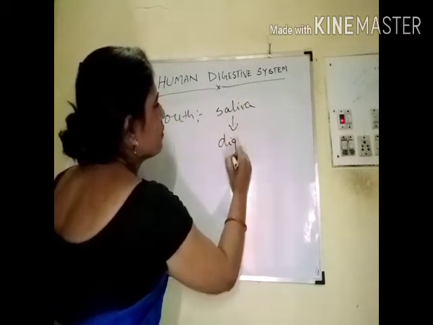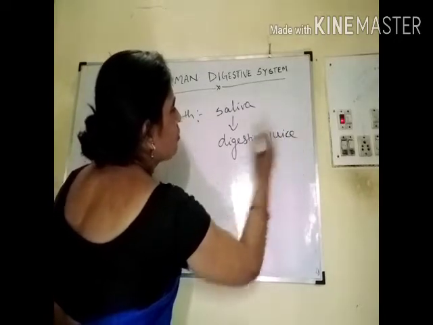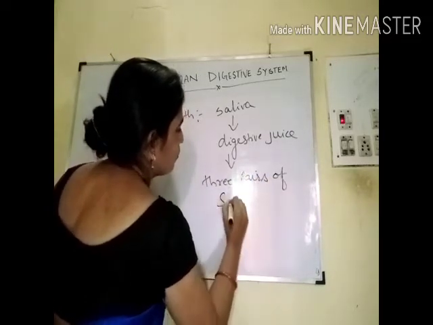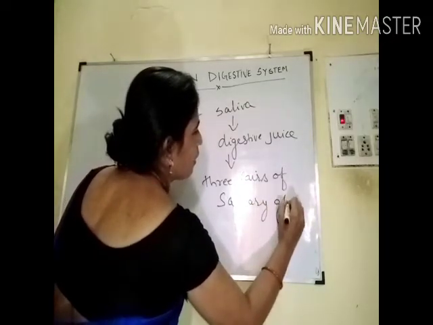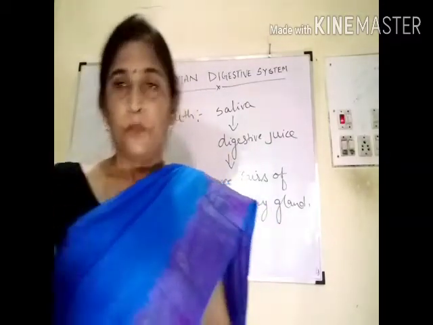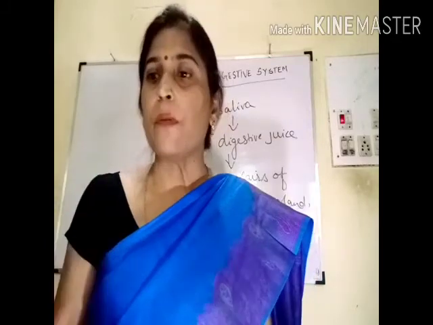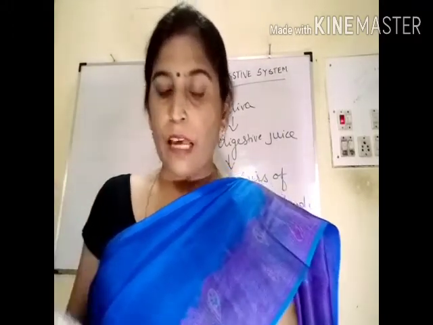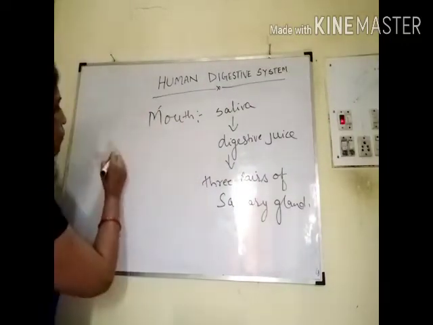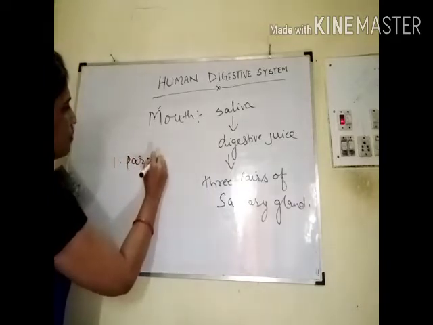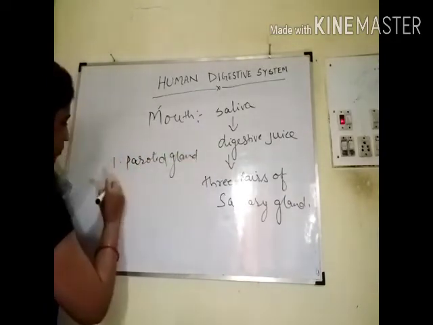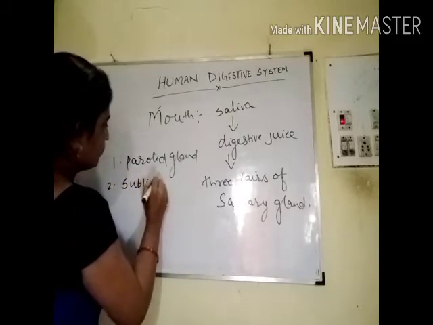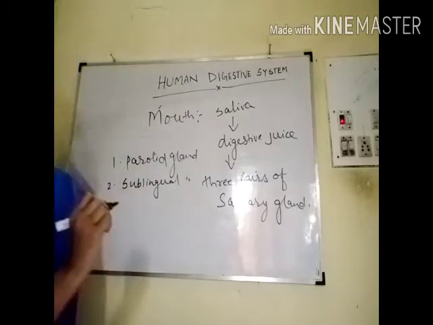Saliva is a digestive juice secreted by three pairs of salivary glands which are present in our mouth. These three pairs of salivary glands are, first your parotid gland, second your sublingual, and submandibular.